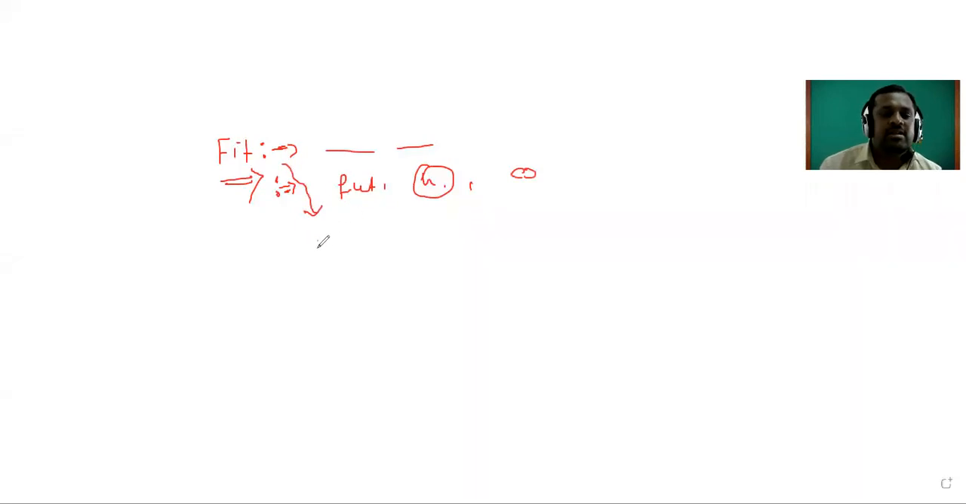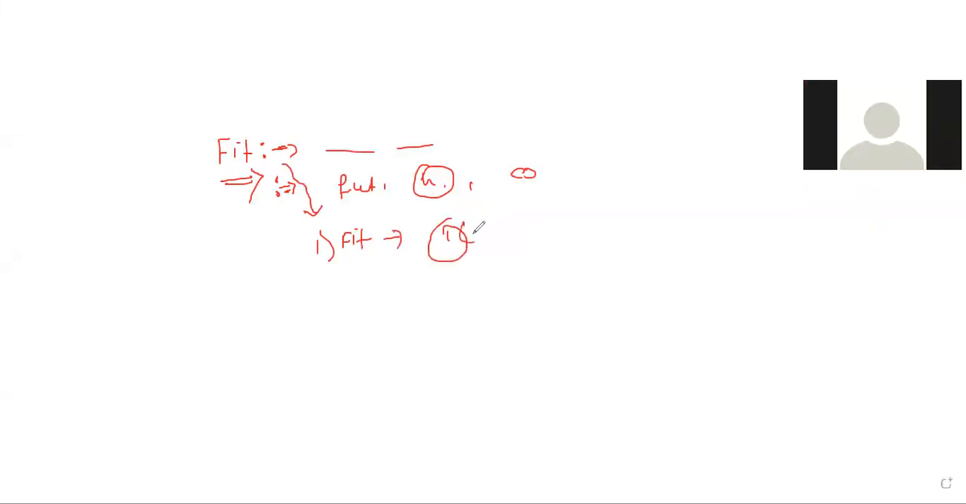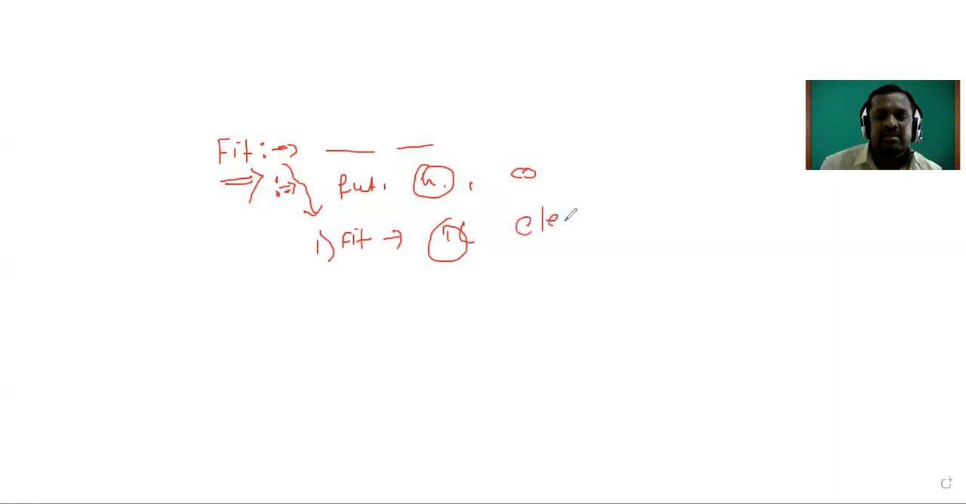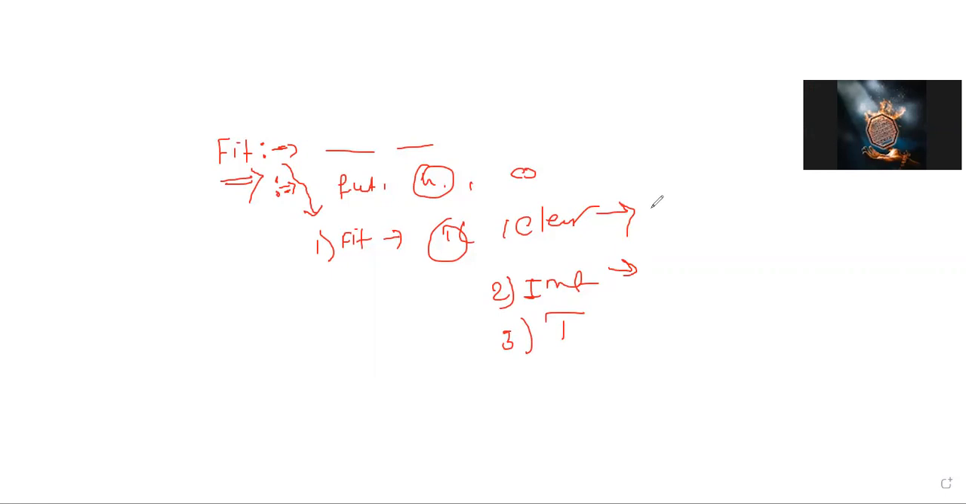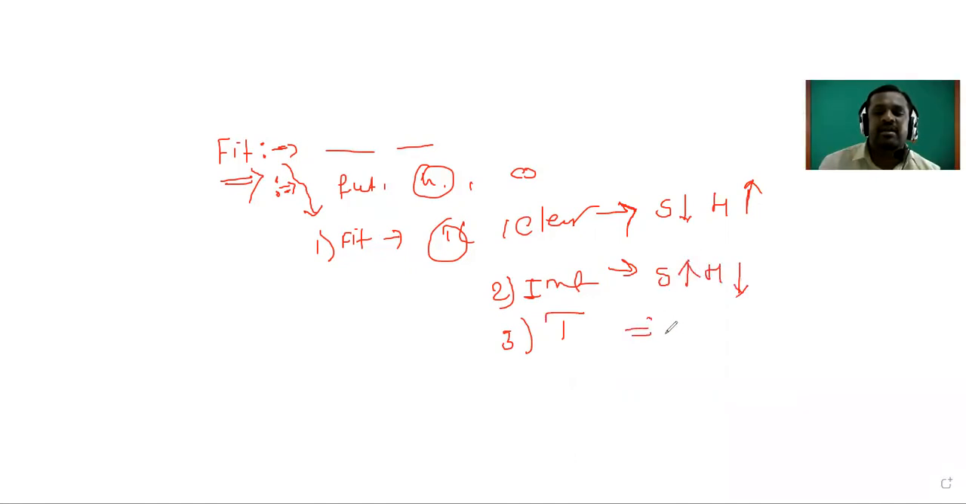So what are the different types of fits? First is the clearance fit, second is the interference fit, and third is the transition fit. Simple, how to remember this? What is meant by the clearance fit? In a clearance fit, the shaft size is smaller than the hole. In an interference fit, the shaft size is greater than the hole. And the transition fit is intermediate.